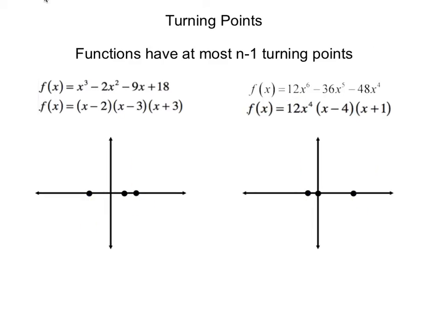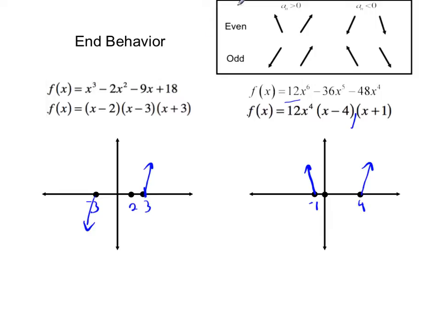Now, the next thing that I want you to realize is that my graph has at most n minus 1 turning points. Now let's go back and look at this just a second. My degree is 3. So I'm going to have at most 2 turning points. Now a turning point is when I change from going in a positive direction to a negative direction. So if you watch, I'm going up, up, up. I'm going to turn. That's 1 turning point. Down and back up. There's another turning point. So 2 turning points here.